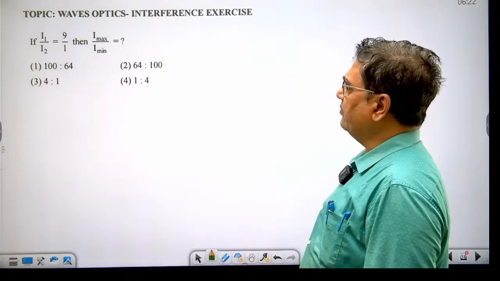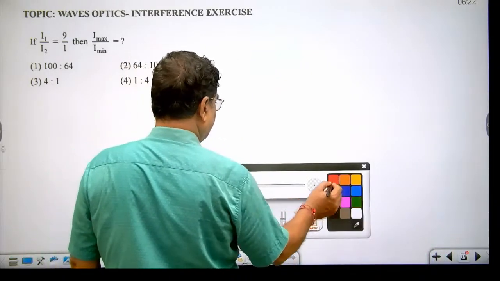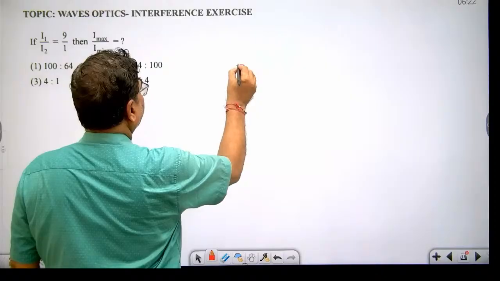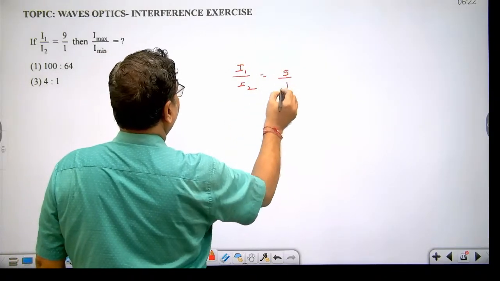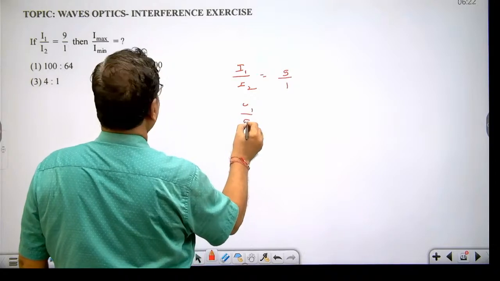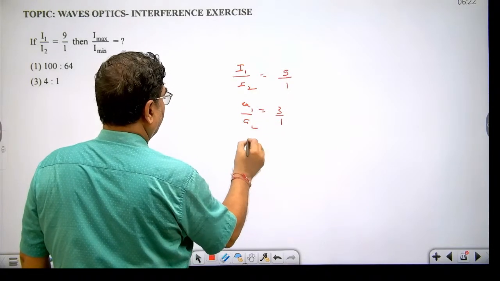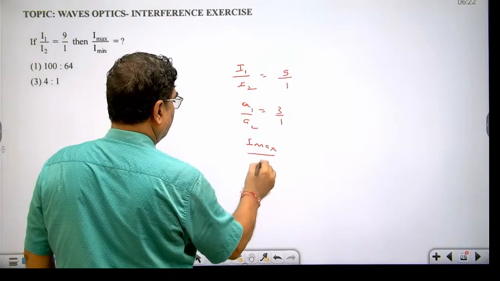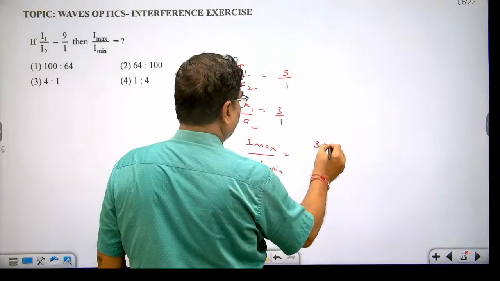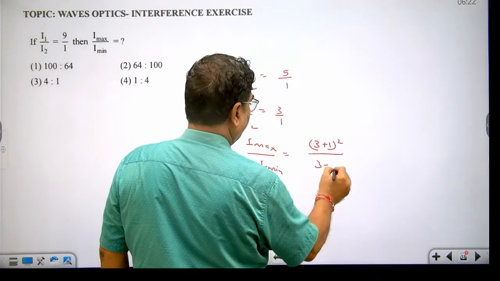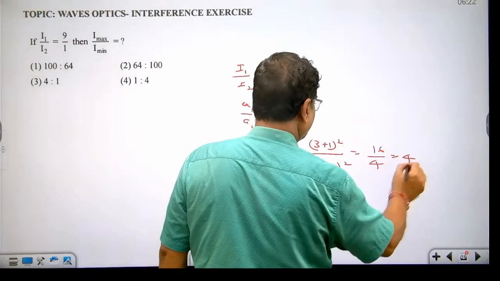If I1 upon I2 equal to 9 upon 1, then I maximum upon I minimum? Dear student, I1 upon I2 is given 9 upon 1, means A1 upon A2 will be 3 upon 1. So I maximum upon I minimum equal to what? (A1 upon A2 plus 1) whole square divided by (A1 upon A2 minus 1) whole square. This is 16 divided by 4, this is 4.